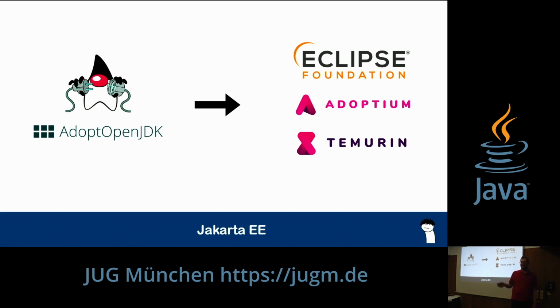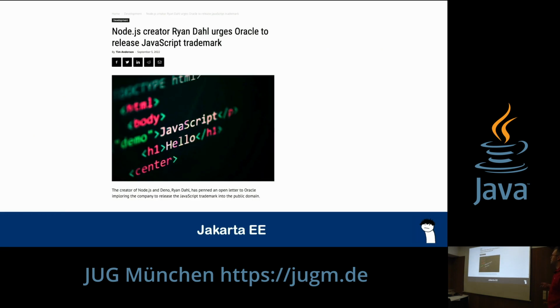The fun part is that Eclipse has two versions of the OpenJDK: Temurin, and J9. J9 was an alternative version that was created by IBM, and Temurin is the one that is the most popular one. And to make it even funnier, in 2022 there was an open letter from Ryan Dahl, creator of Node.js, urging Oracle to release the JavaScript trademark.